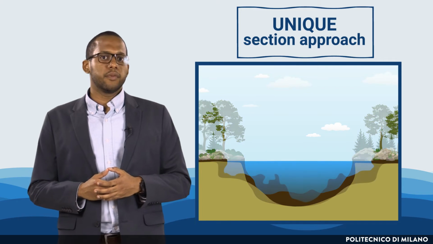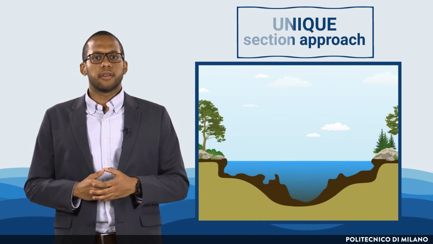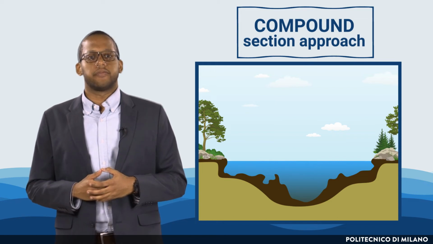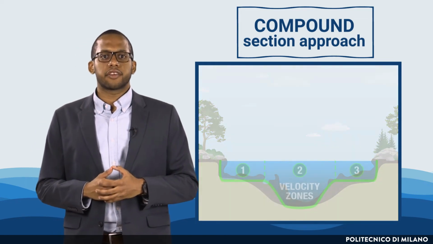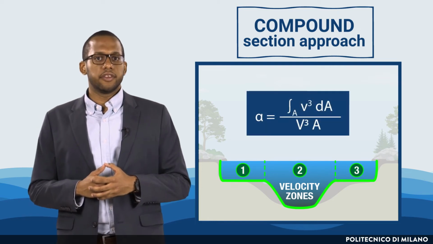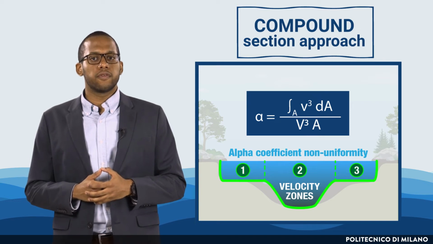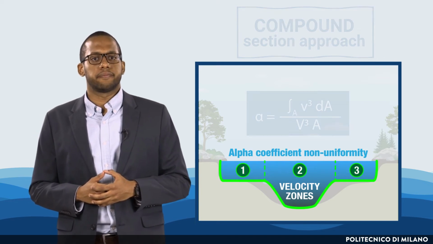Whereas, when dealing with this type of cross-section of even more complex geometry, the compound approach is more accurate. This approach performs section partitioning and introduces different velocity zones. Additionally, an alpha coefficient is used which tells us more about the non-uniformity of the flow within the cross-section.